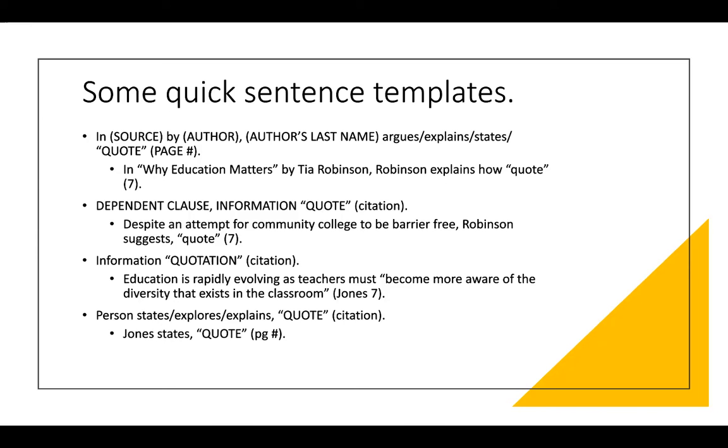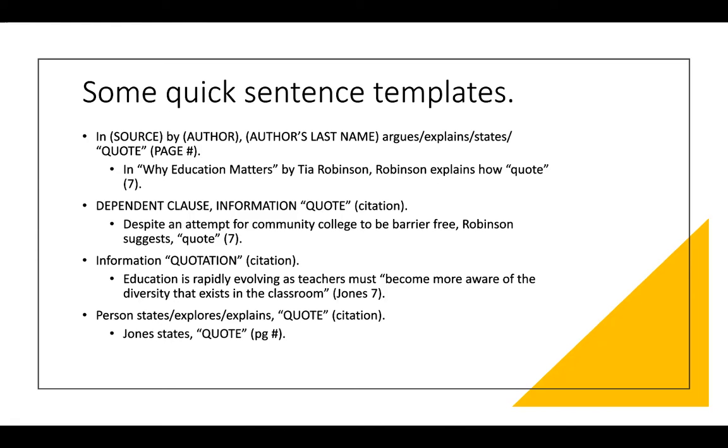So this is really good practice the first time you're introducing a source, because it gives credibility to the source. For the first example, this would be in Why Education Matters by Tia Robinson. Robinson explains how, and then whatever the quote is. Another option is to have that dependent clause, or that little phrase, and then information that's needed to understand the quote, and then give the quote.